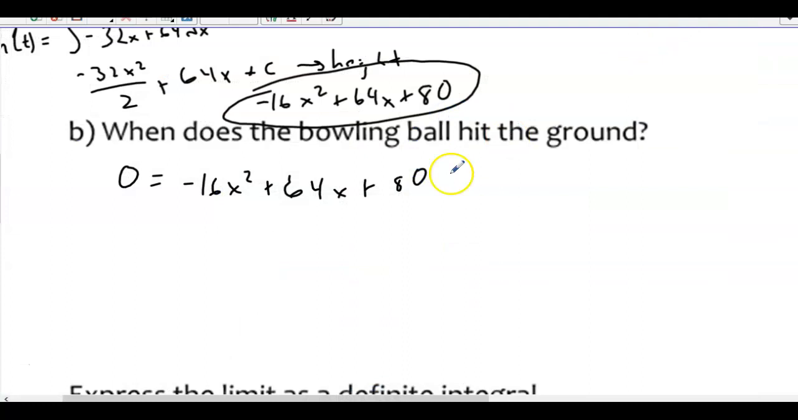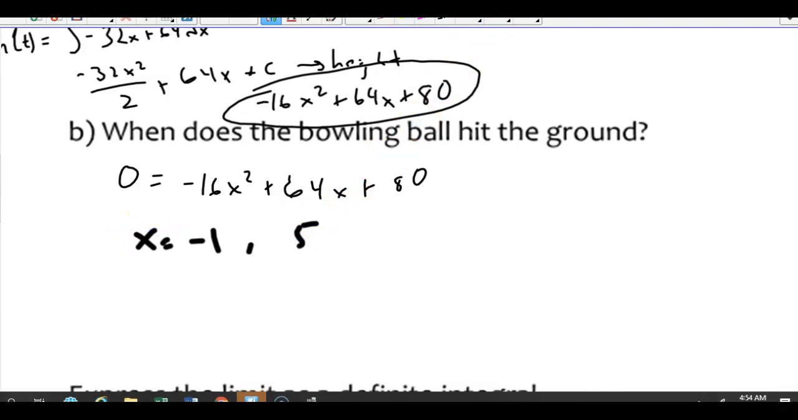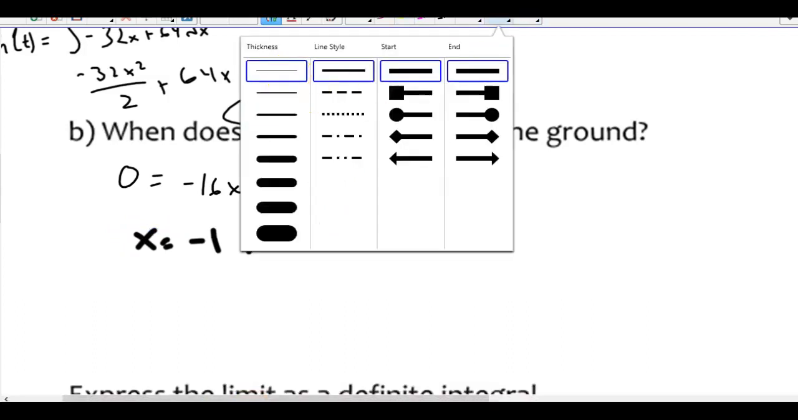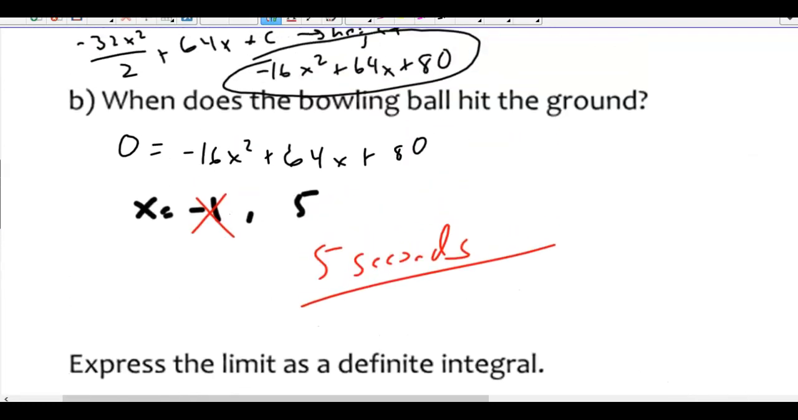But anyway, back to the answer right here. x equals -1 and 5. Which one do we use? Obviously, we use the 5. Don't want the negative. So we have 5 seconds.